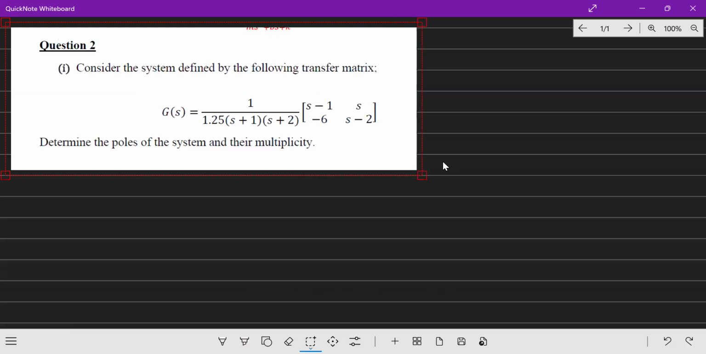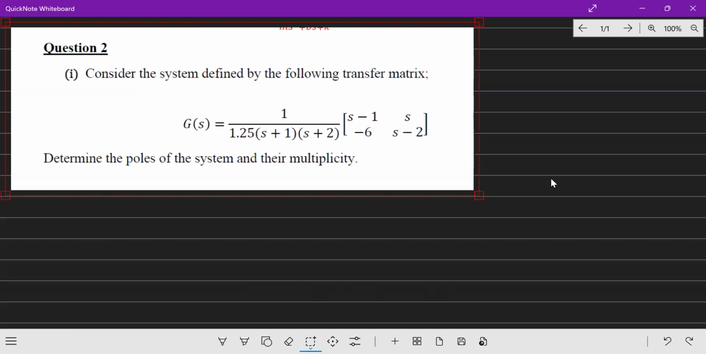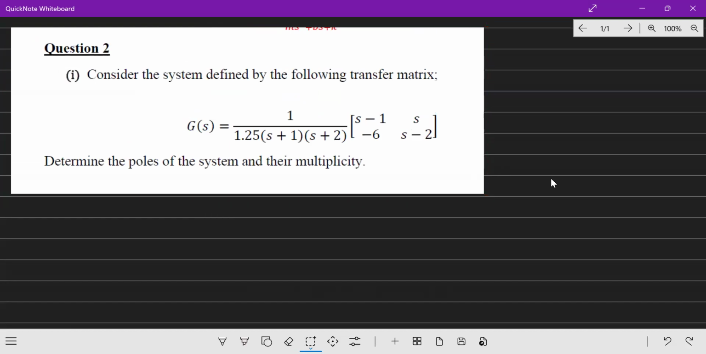Okay. So the question reads, consider a system defined by the following transfer matrix. The question says, determine the poles of the system and their multiplicity. Okay, so let's do that. Don't even have to worry about that. Let's do it together.